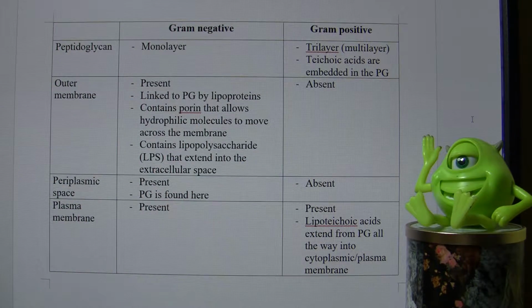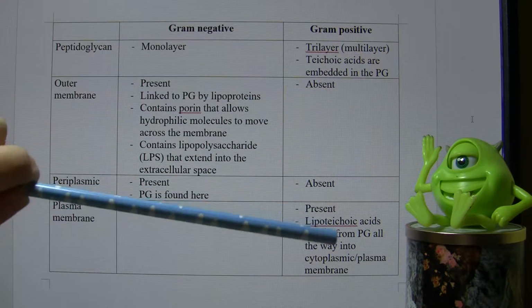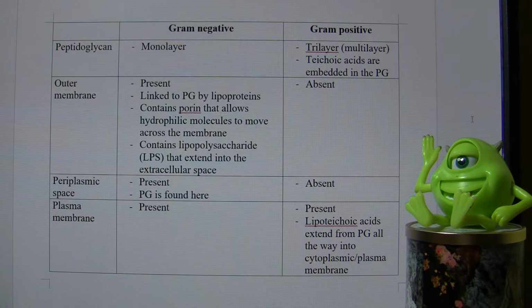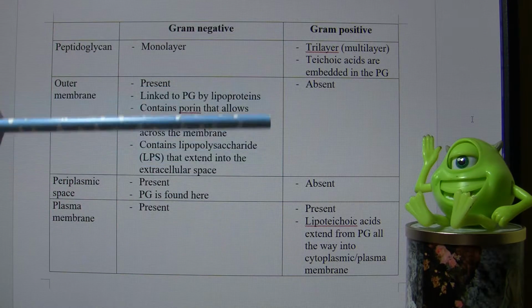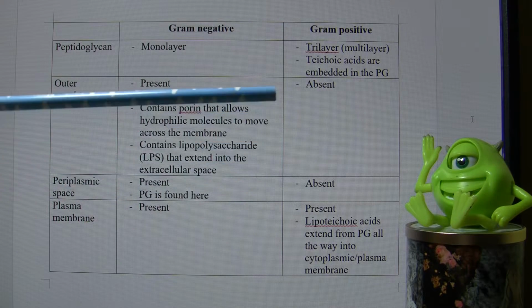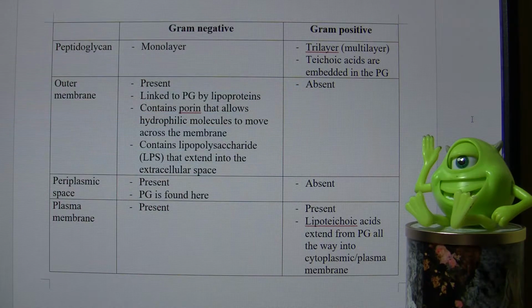But in gram-positive, they don't have an outer membrane, so all they have is cytoplasmic membrane or plasma membrane and peptidoglycan, and that's it for them. Gram-negative would have plasma membrane, periplasmic space, and within periplasmic space there is peptidoglycan, and they would have another membrane called outer membrane. So here's another difference here.